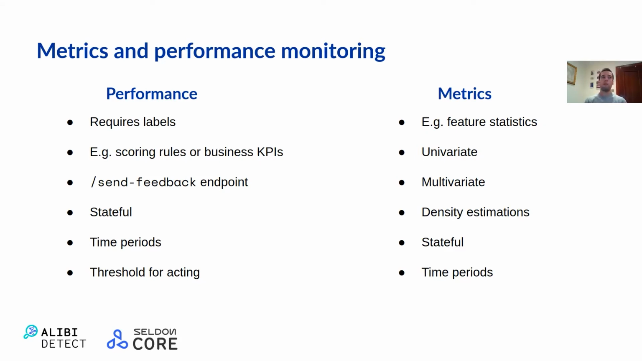And both types of metrics, so the performance and the incoming data metrics, are stateful and typically require selection of appropriate time periods as well. Finally, incoming data metrics range in sophistication from simple point-wise univariate estimates like mean and quantiles, etc., to multivariate or more sophisticated density estimates. And this brings us to outlier detection because at the core, it's basically a bit of a density estimation problem.